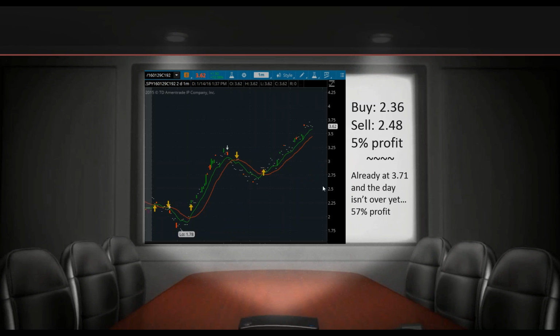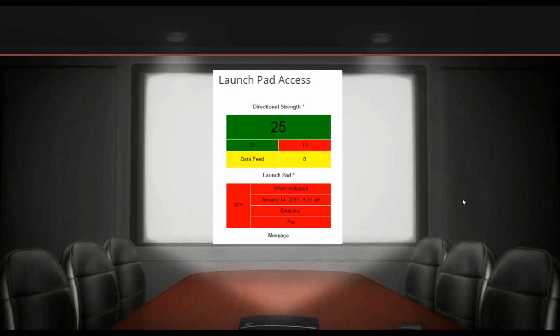If we drew a line, and your sell price, we're shooting for a 5% profit. That's all. 5% profit. You would have sold for $2.48. Well, I can tell you that as of now already, this option sold for $3.71. The day's not over yet. Already, there's 57% profit in this trade. Folks, happens all the time.